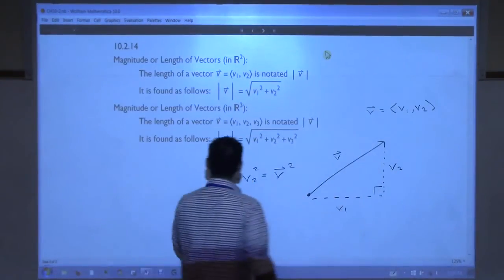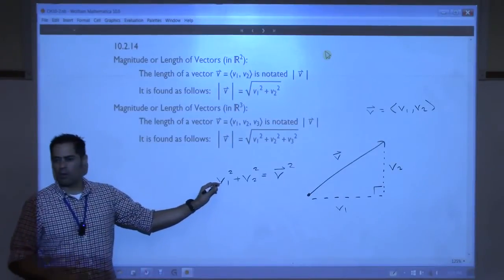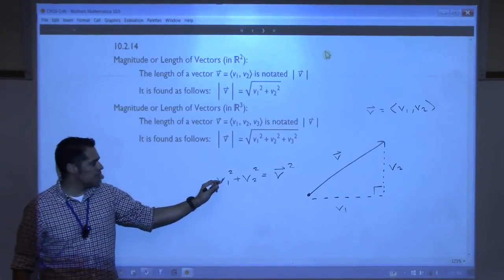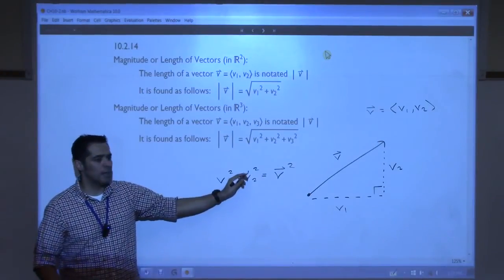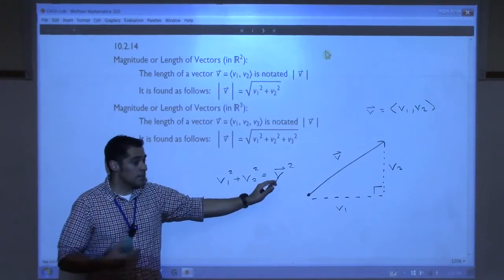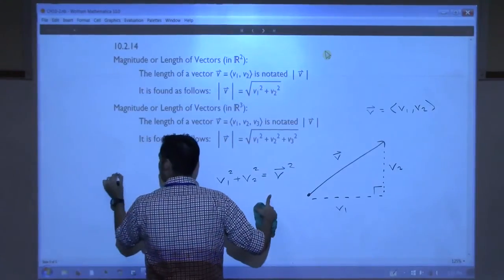Why doesn't this make sense? What is V1? Is V1 a number or a vector? It's a number. You square it, you have a number. Plus V2 is a number. Square it, you have a number. What's V? It's a vector. V squared means V times V, right?